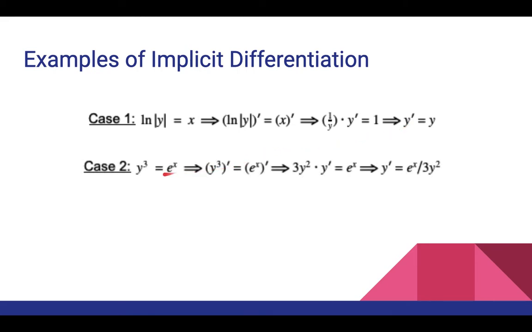If we look at the second case, if we have y cubed equals e to the x, taking derivatives of both sides, first off, the easy side, the right side, e to the x, the derivative of that is just e to the x. Now for the derivative of y cubed, we apply the chain rule with the power rule. We get 3y squared times y prime.